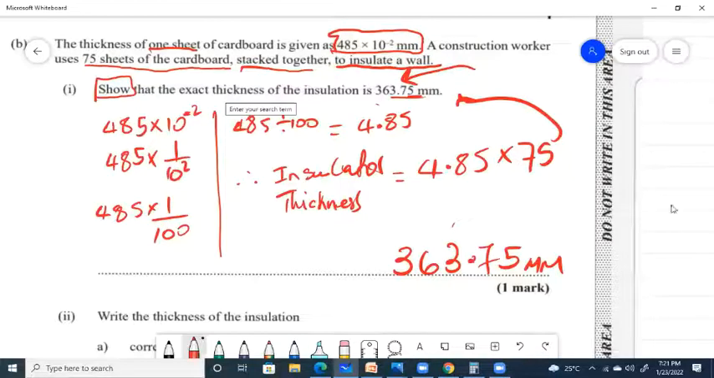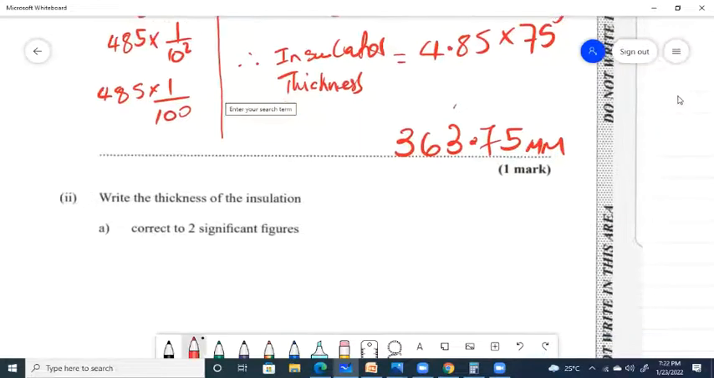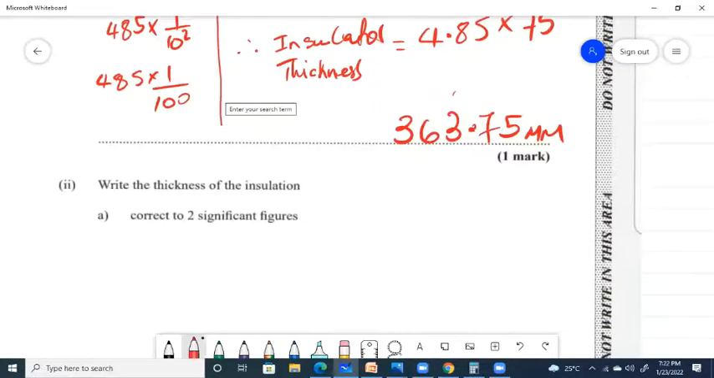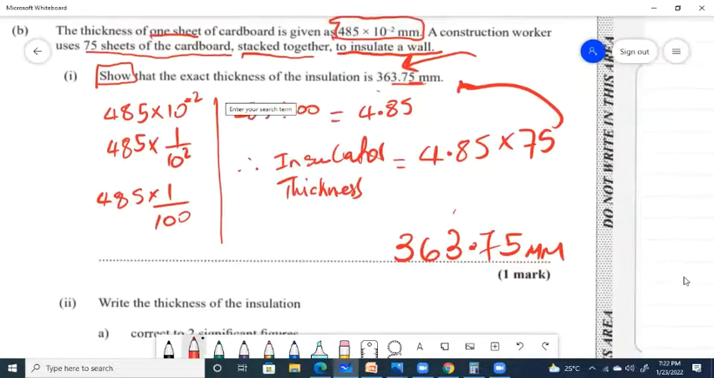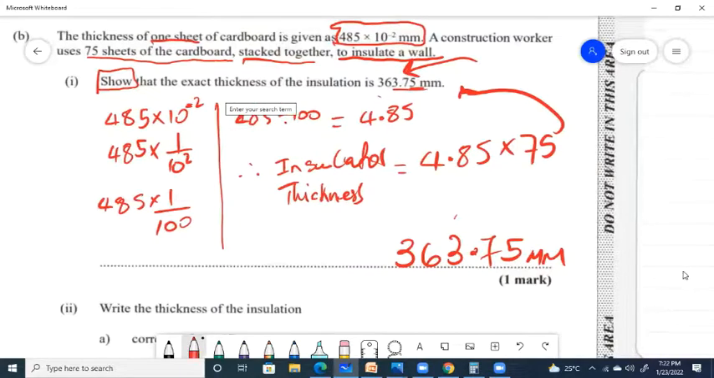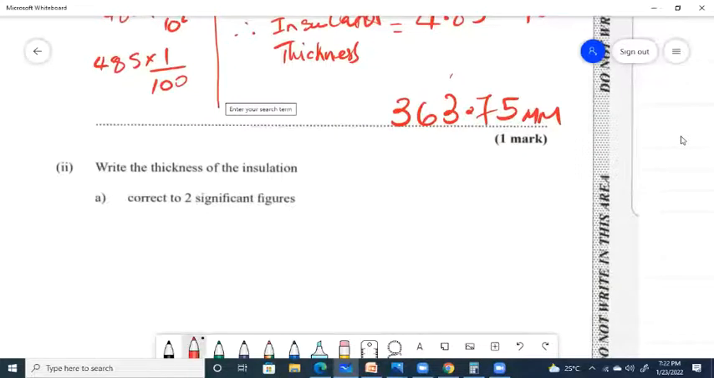All right, let's go to the next question right below it. Write the thickness of the insulator correct to two significant figures. So you see now they are moving us forward, the thickness of the insulator. Would you agree that the insulator is everything combined? All of that, all right? Show that the insulator thickness is that. So even if you didn't get this right, you could go back to the question and do this because they gave us this. So we want 363.75 to two significant figures.